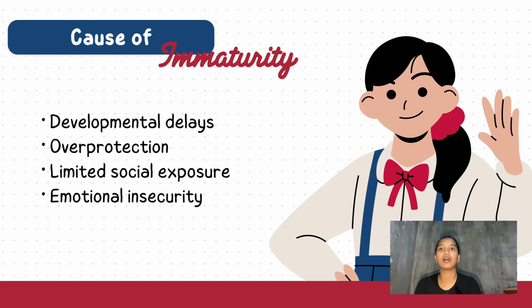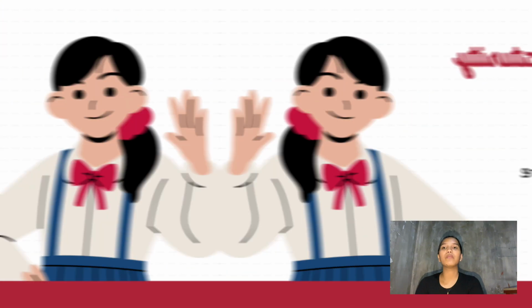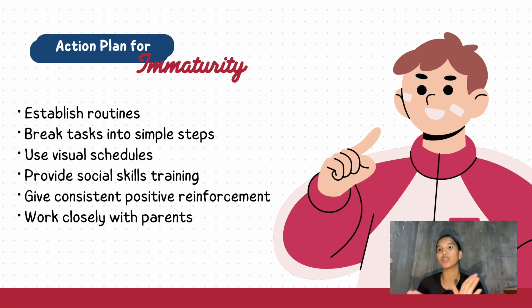So, ano nga ba yung mga causes ng immaturity? So, immaturity can come from different factors: developmental delay, overprotective parenting, lack of social experience, emotional insecurity, or unstable home environment. So, sometimes the child simply needs more time and experience to build independence. So, ito yung kailangan ng mga bata ng bonding kasi mas nagre-relate sila sa mga adults or sa mga parents nila. So, ano nga ba yung mga action plan for immaturity?